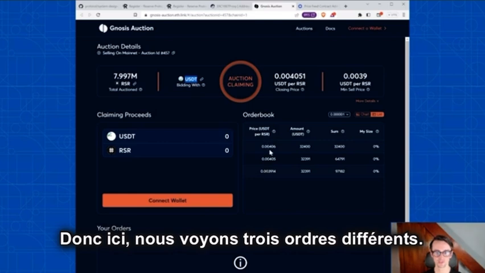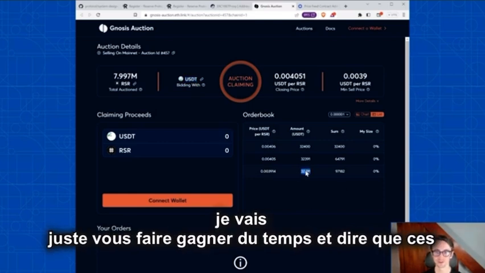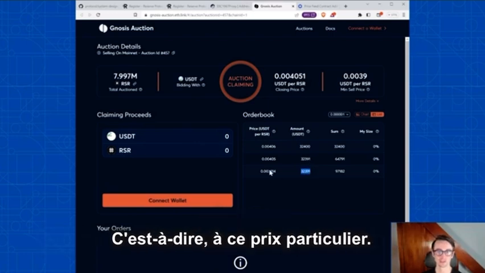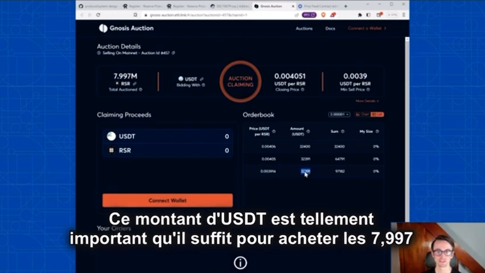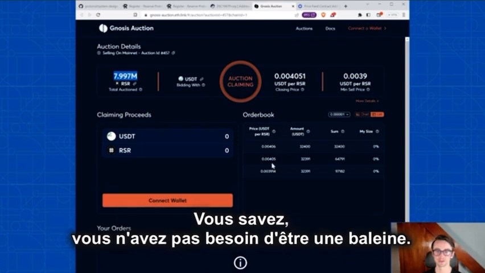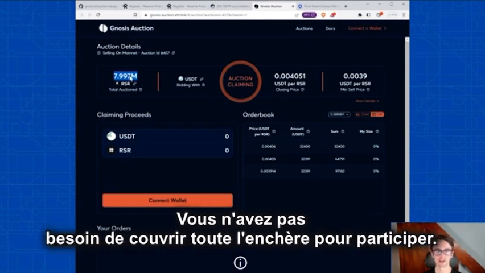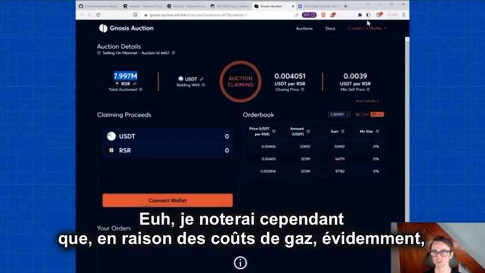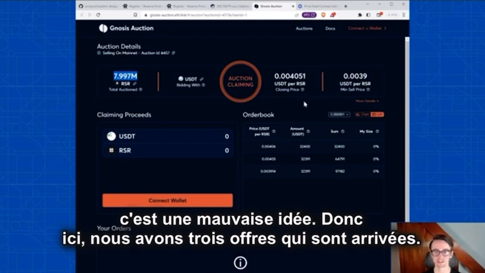So here we see 3 different orders. I'll just save you some time and state that these amounts that are being bid are the full amount. That is, at this particular price, this amount of USDT is so much that it is enough to buy the 7.997 million RSR. This is not strictly speaking always going to be the case. You do not have to be a whale. You do not have to cover the entire auction in order to participate. You can bid for only a small portion, 100 or 1000 USDT. I will note, though, that due to gas costs, obviously, that's kind of a bad idea.